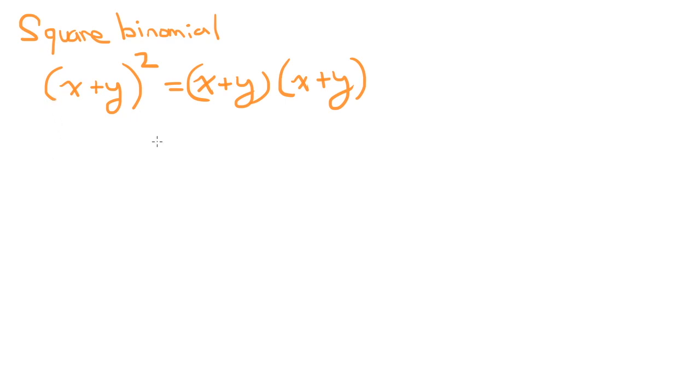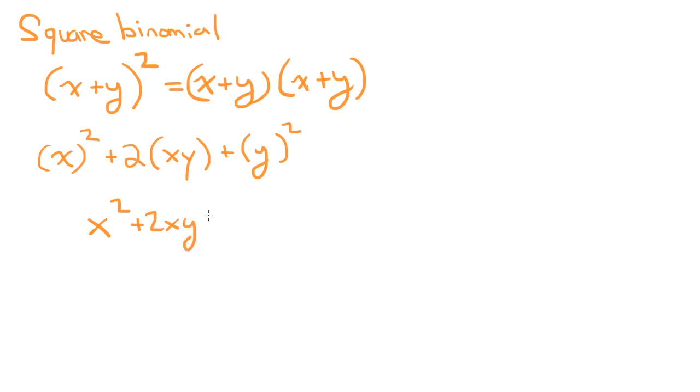And basically how it works is you could go and do your FOIL with this, right? Once you show that, you can go and do FOIL. But if you can memorize this pattern, it helps a lot. So you have to square the first term. You have to double the product of those two things together. And then you have to square the last term. That's what you need to do. So it ends up looking like x squared plus 2xy plus y squared.